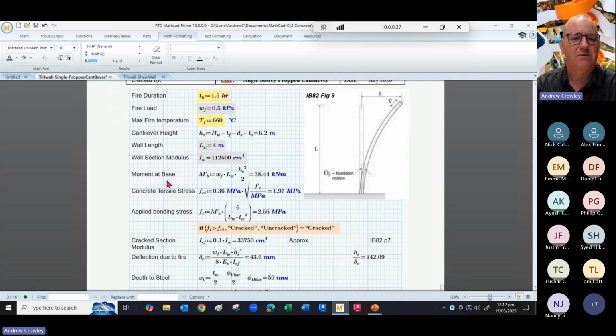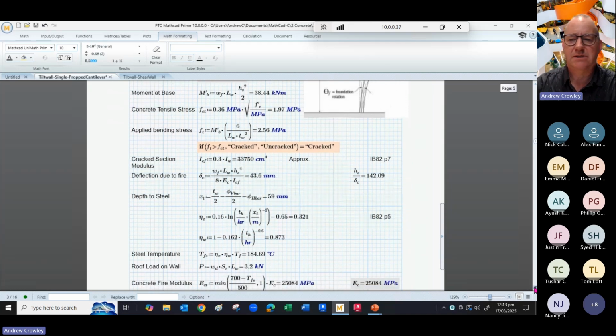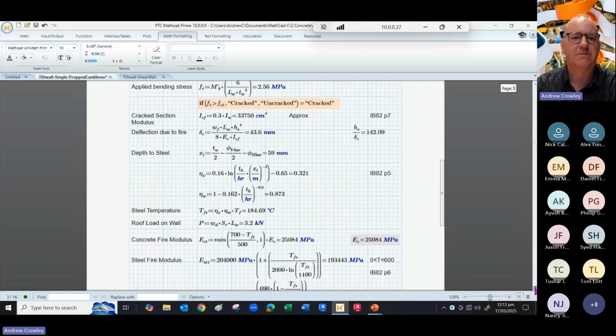From that, we get our concrete tensile stress as 1.97. However, our applied bending stress is 2.56, which means our concrete is cracked in the fire condition. So we have another equation to work out what the cracked section modulus is, and that's from IB82, and they're just saying let's take 0.3 of the gross section.